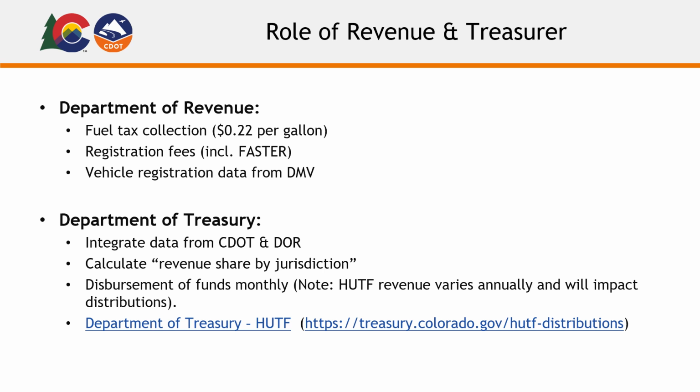The role of the Colorado Department of Treasury is to bring together the data provided by both CDOT and the Department of Revenue in order to calculate each jurisdiction's fund allocation and to distribute those funds monthly. For specific questions pertaining to funding or to review current and historical funding allocations for each jurisdiction, you can visit their website by following the link provided here.